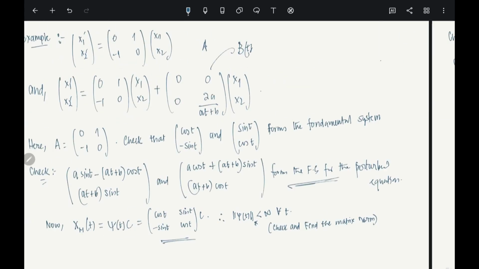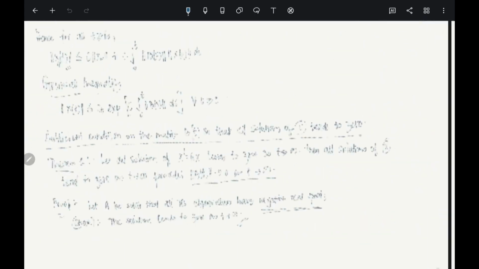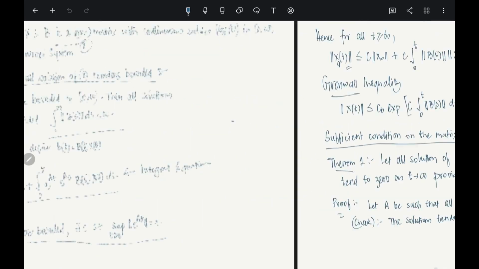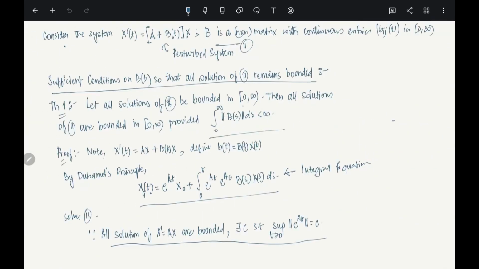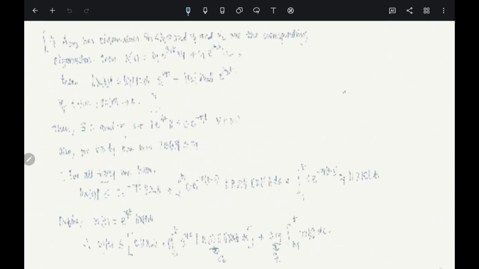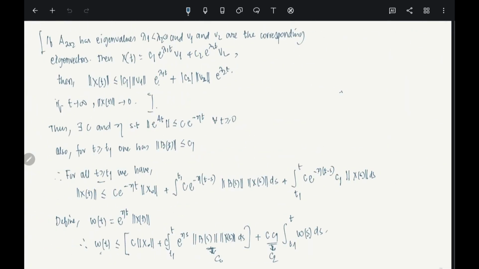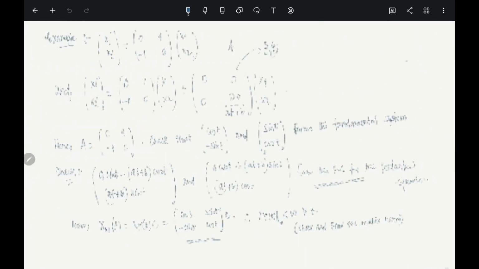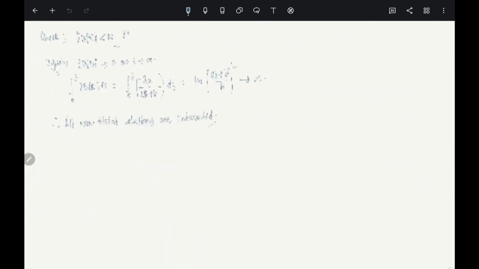Why? Let's look at the theorem first. What does the theorem say? All solutions are bounded, of course, that is given, for the homogeneous problem. But then these will be bounded provided the integral from 0 to infinity of the norm of B(s) ds is bounded. But in this case, you see what is happening is this.